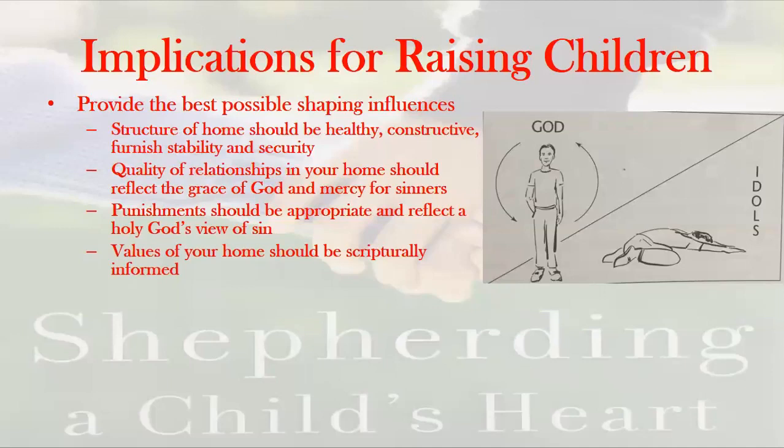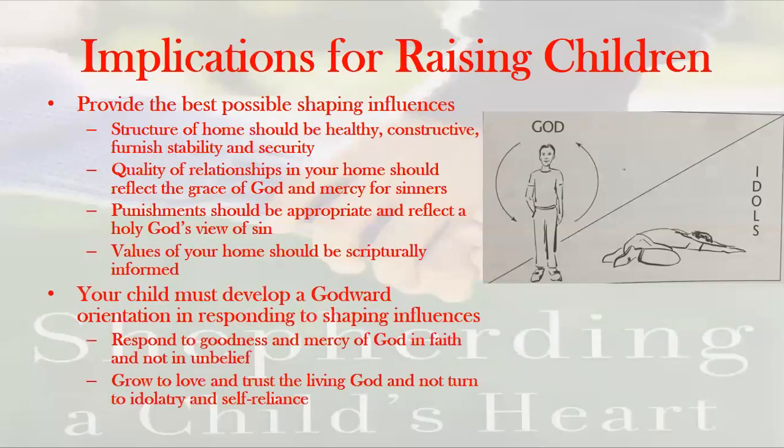So we need to take these shaping influences, especially the ones we can control, seriously, and build them in a way that is positive for the children. But more than that, we need to understand that shepherding a child's heart involves developing a Godward orientation in responding to shaping influences. How do they respond to the goodness and mercy of God? How do they do that in faith and not in unbelief? How do they grow to love and trust the living God and not turn to idolatry and self-reliance?